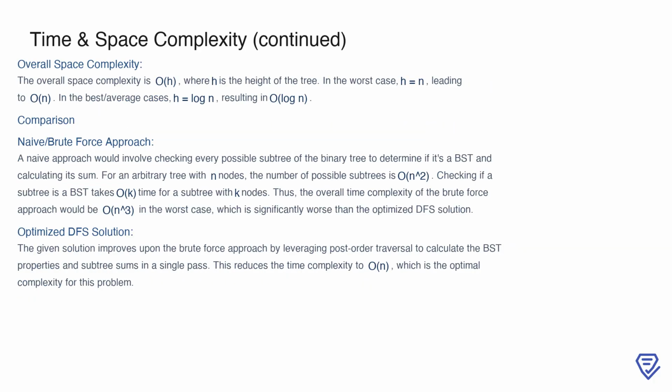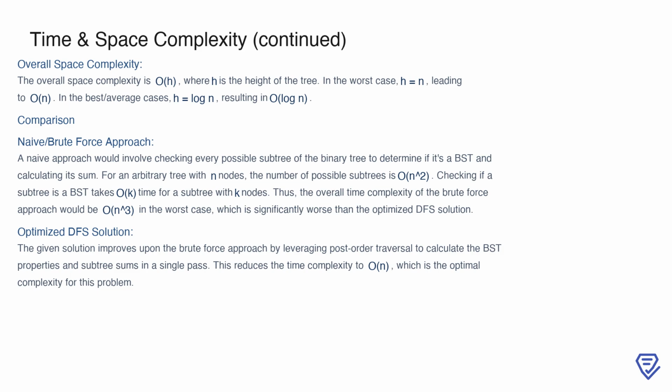When we combine these observations, the overall space complexity of the solution is O(h), where h is the height of the tree. In the worst case, when the tree is completely unbalanced, the height equals the number of nodes, which gives us O(n). In the best or average cases, where the tree is more balanced, the height is proportional to log n, resulting in O(log n) space complexity.